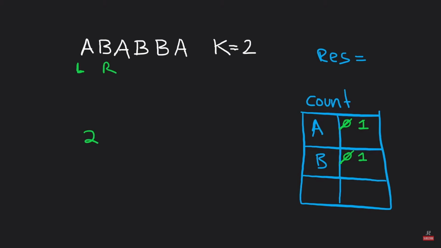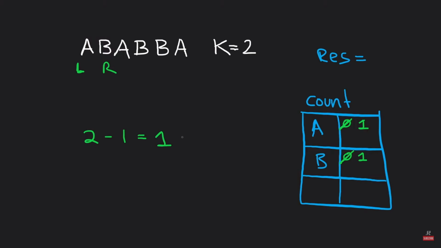The most frequent character is either of these, right? And the count of that frequent character is going to be 1. So we're going to get 2 minus 1 equal to 1. So this is the number of replacements that we would have to do. And looking at our current window, that makes sense, right? We'd have to replace at least one of these two characters.